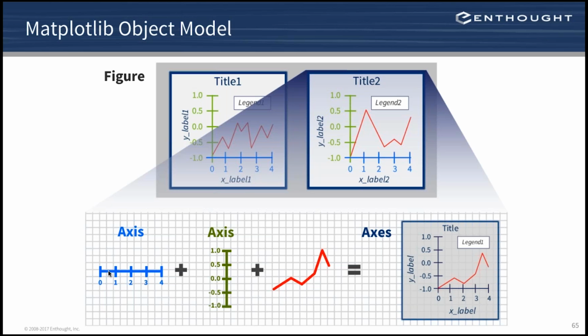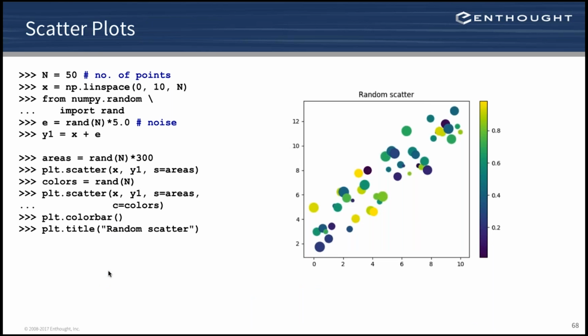What is a figure in Matplotlib? What are its parts, the axes? What are the parts of the axes, and so on? And once you understand that, things become a lot less mysterious.